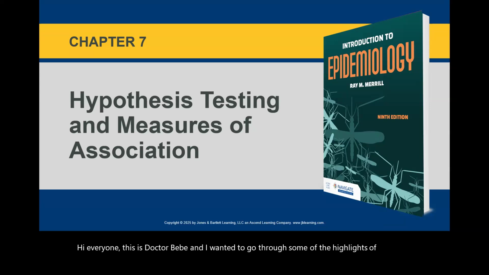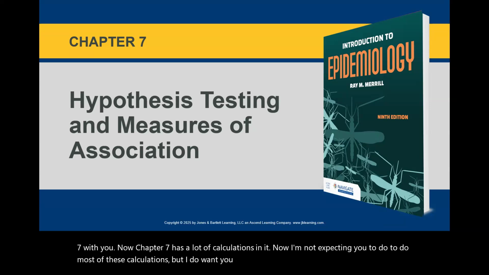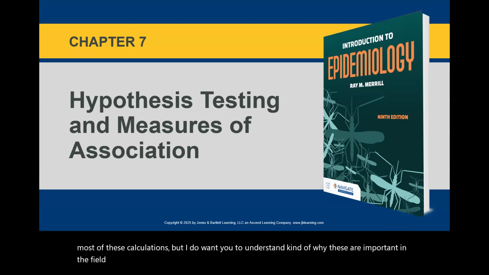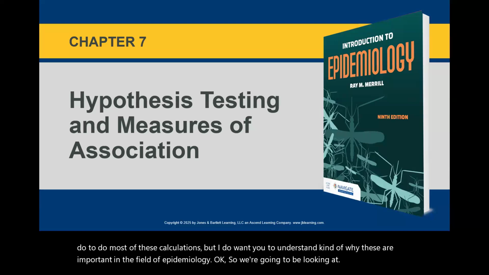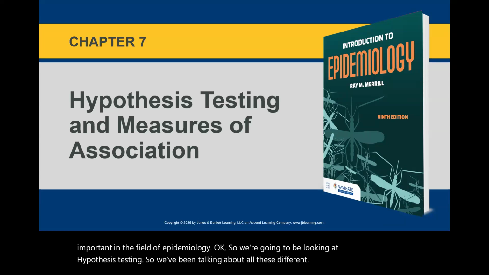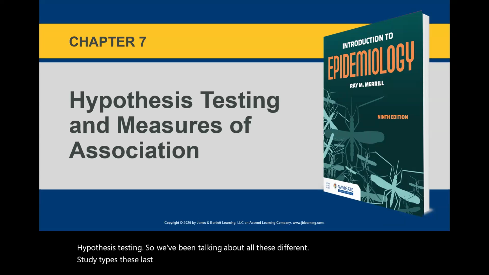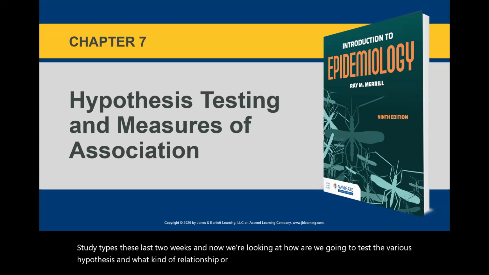Now, Chapter 7 has a lot of calculations in it. I'm not expecting you to do most of these calculations, but I do want you to understand why these are important in the field of epidemiology. Okay, so we're going to be looking at hypothesis testing. We've been talking about all these different study types these last 2 weeks. And now we're looking at how we are going to test the various hypotheses, what kind of relationship or association we are going to see, and how we are going to measure that relationship.